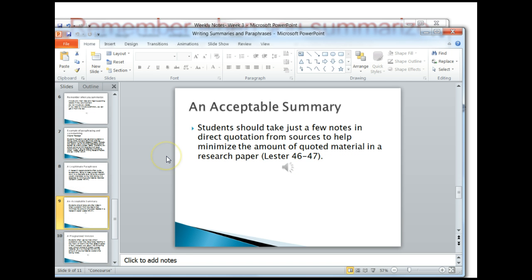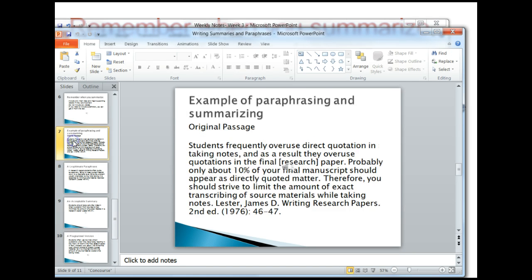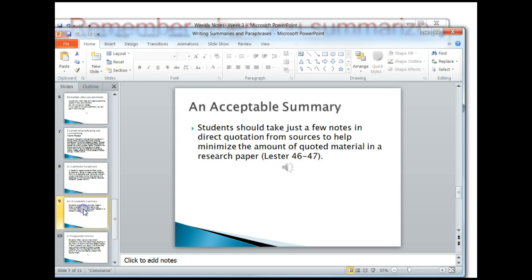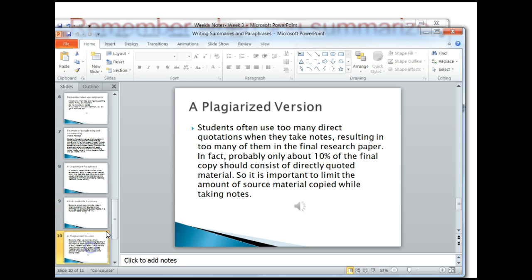Then here is a summary. Students should take just a few notes in direct quotation from sources to help minimize the amount of quoted material in a research paper. Look at the difference between the length in this one and in this one. So it's quite different. And then the plagiarized version, you have: students often use too many direct quotations when they take notes, resulting in too many of them in the final research paper.